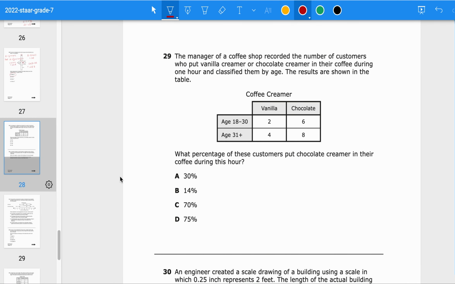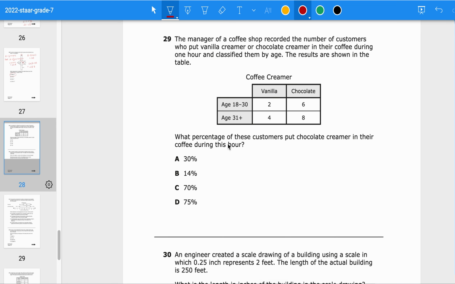Number 29. What percentage of these customers put chocolate creamer in their coffee during the hour? So this is the chocolate creamer, and we have 6 plus 8. That is a total of 14 people who put chocolate creamer into the coffee.